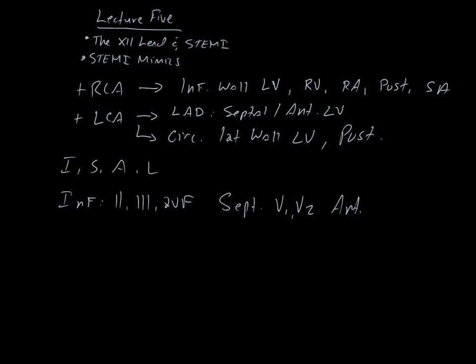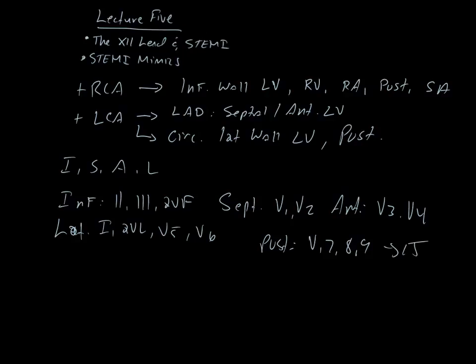V1 through V4 is the anterior wall. Leads 1, aVL, V5, and V6 are the lateral wall. You guys good with that? If you want to look at the posterior wall, what do you have to do? Do a modified 15-lead. Right, V7, 8, 9, or the modified 15 lead.